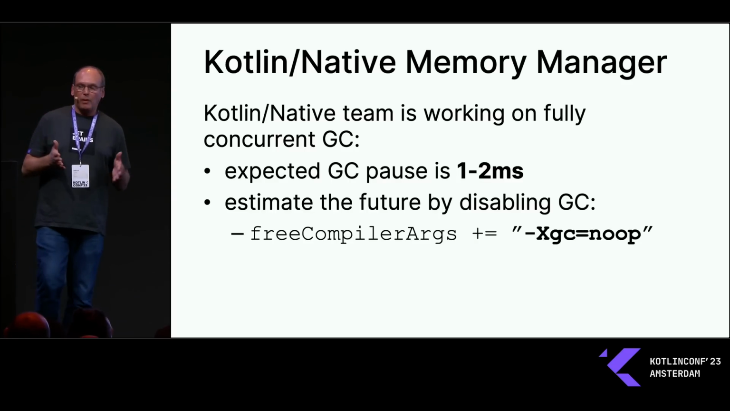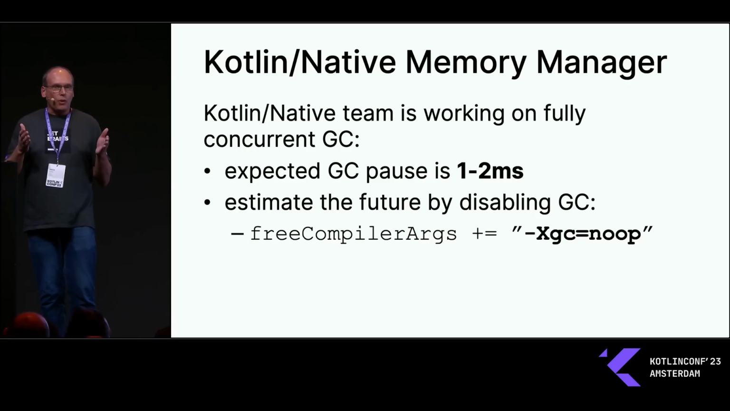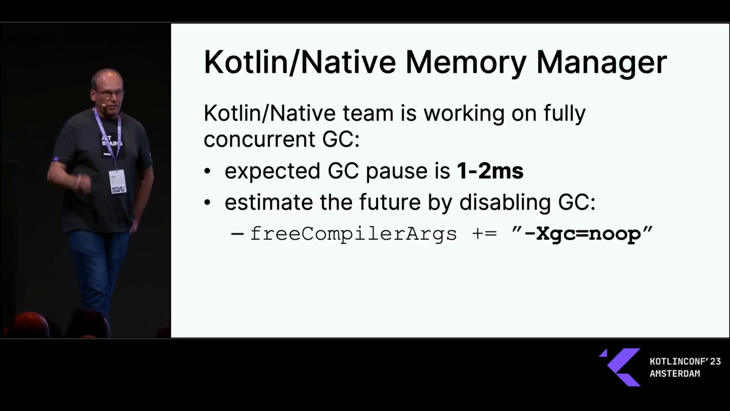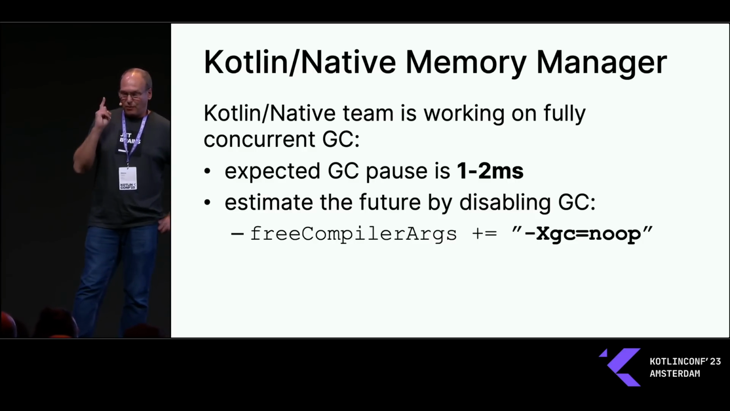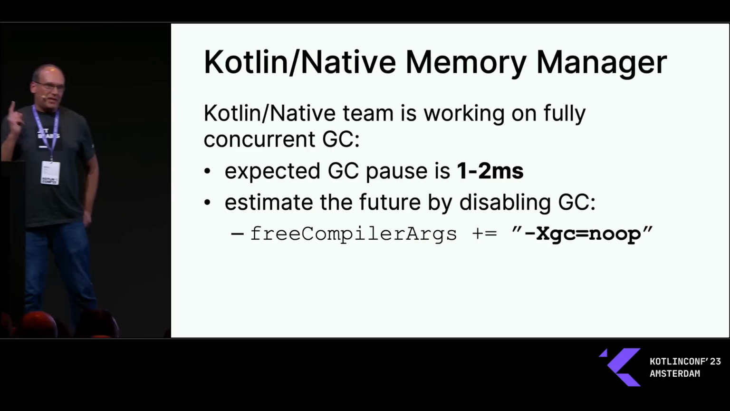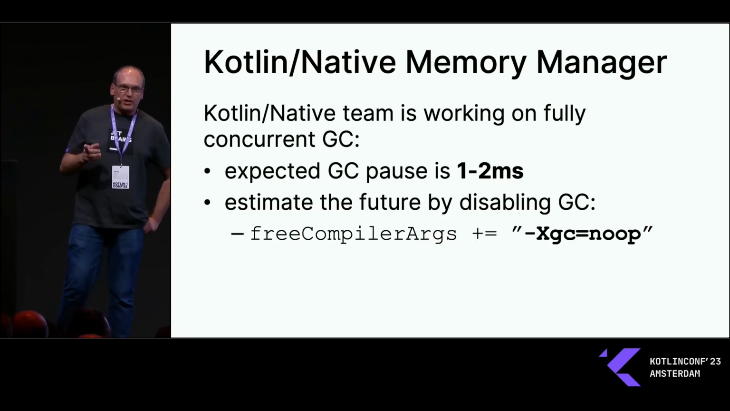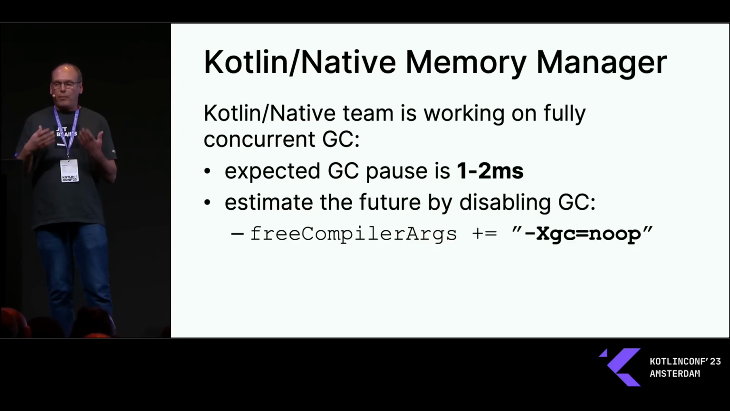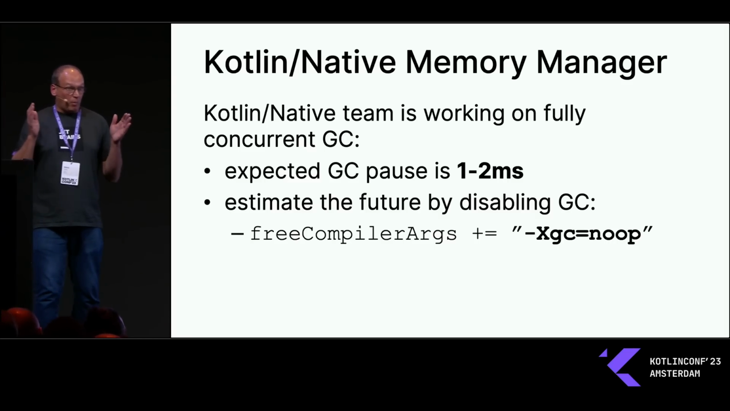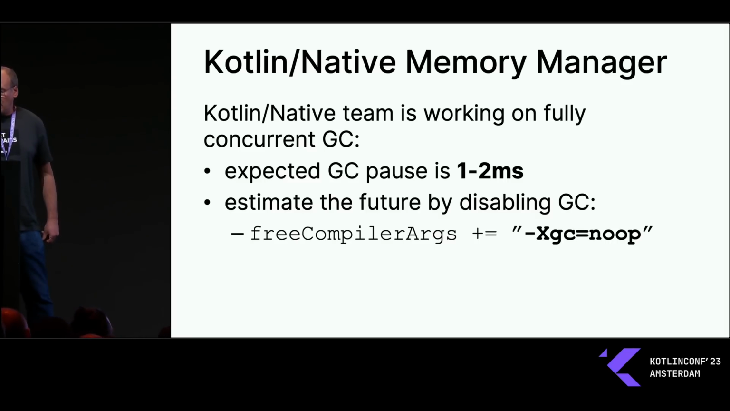So if you try Compose Multiplatform for iOS and see that the performance is not good enough, please don't throw it away immediately, but first, make sure that you compiled your application in release mode. It is very important. And then you may try to disable the garbage collector to estimate the future performance. If you disable it, your application won't crash immediately with out of memory, but you can compare whether the performance is smoother or not.